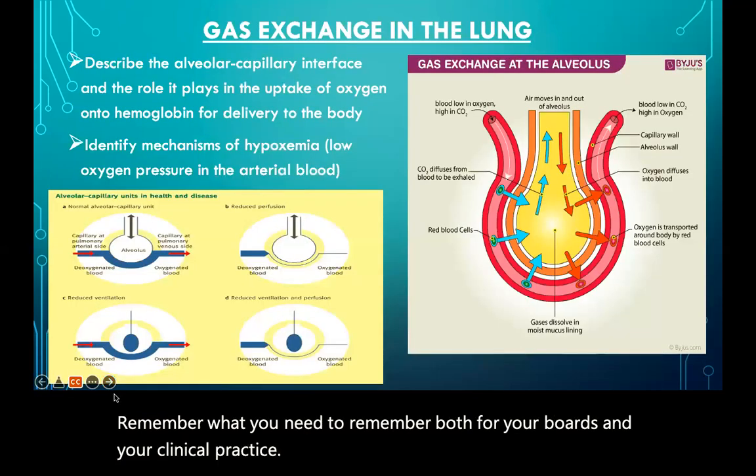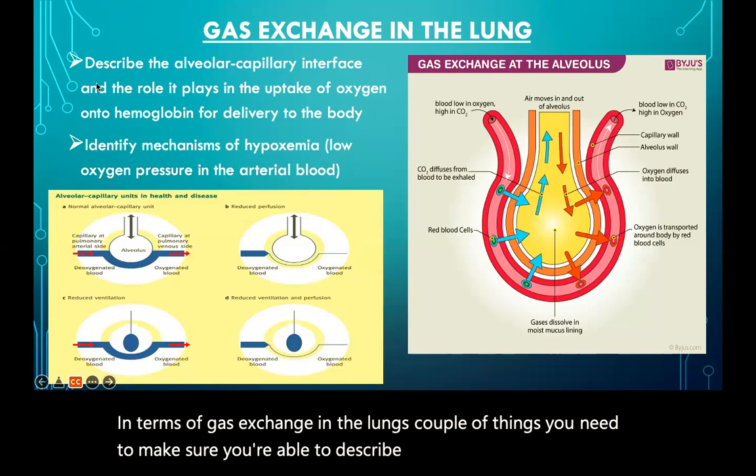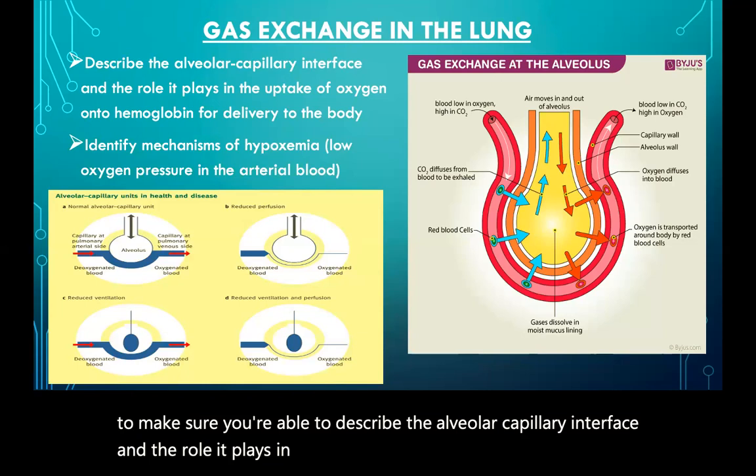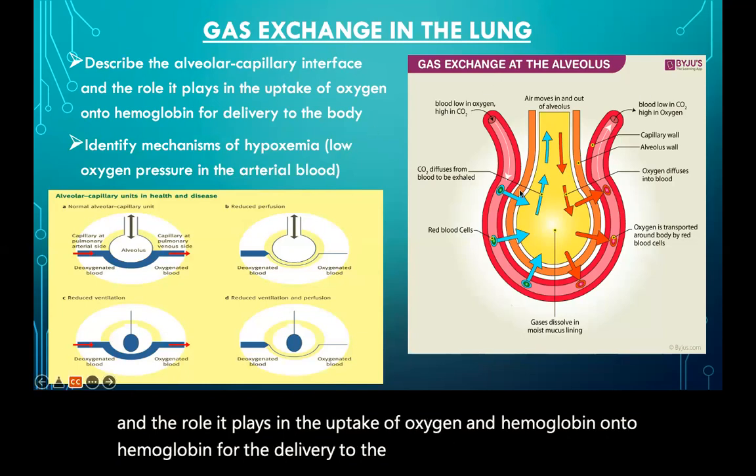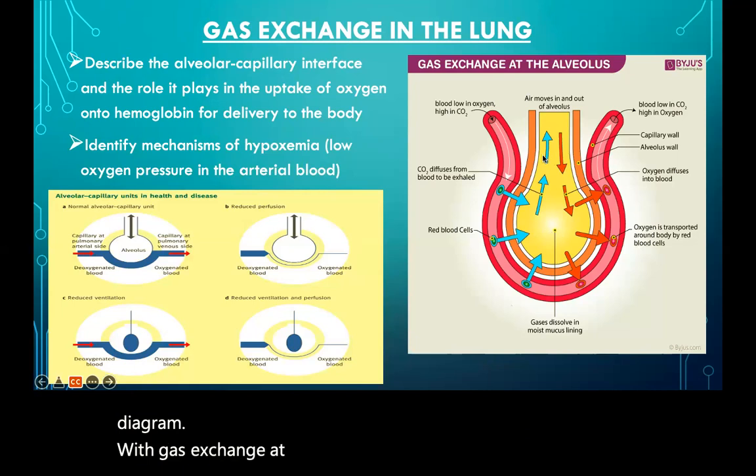Okay, so in terms of gas exchange in the lung, a couple of things you need to make sure you're able to describe: the alveolar capillary interface and the role it plays in the uptake of oxygen onto hemoglobin for delivery to the body. So here's a beautiful little diagram with gas exchange at the alveoli and a diagram showing how it flows.